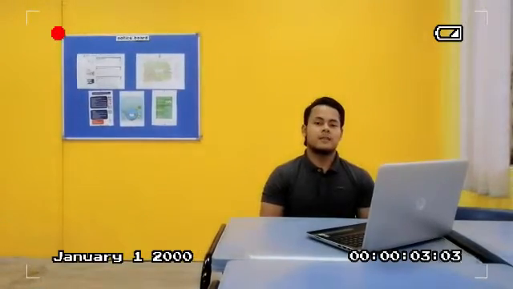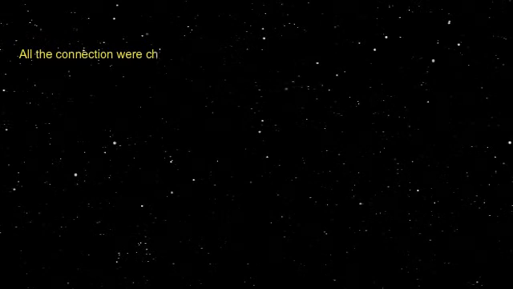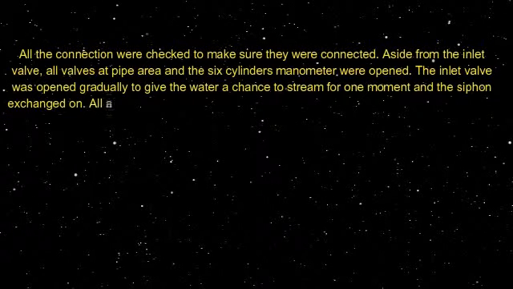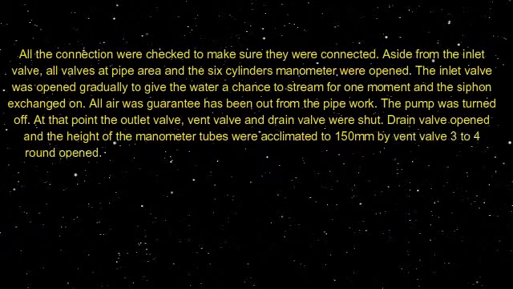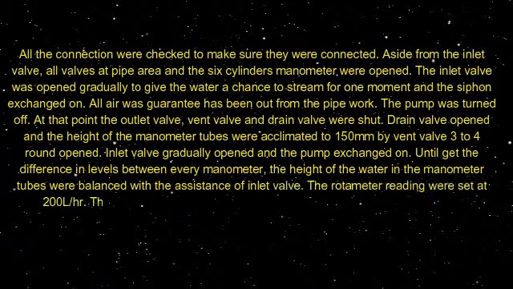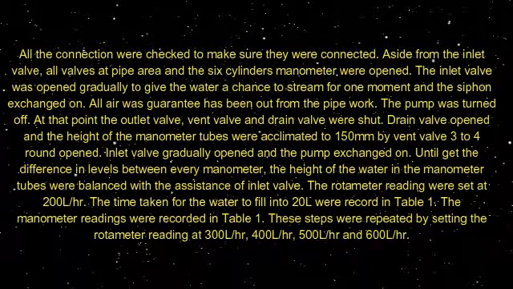So the experimental procedure is as shown. In order to conduct this experiment, all the connections were checked to make sure they were connected. Aside from the inlet valve, all valves at the pipe area and the 6 cylinder manometer were opened. The inlet valve was opened gradually to allow the water to flow for one minute and the pump switched on. All air was removed from the pipework. The pump was turned off.